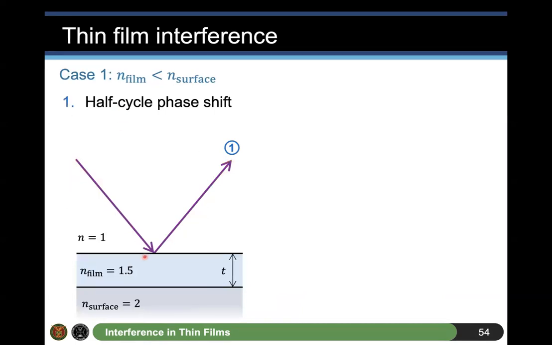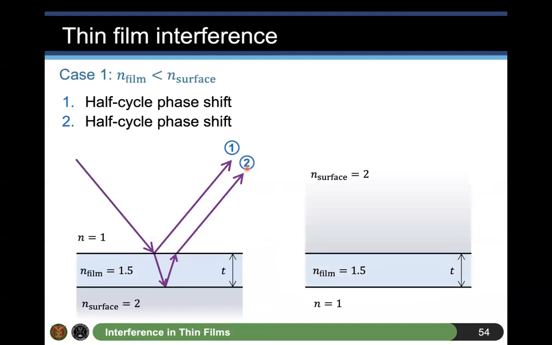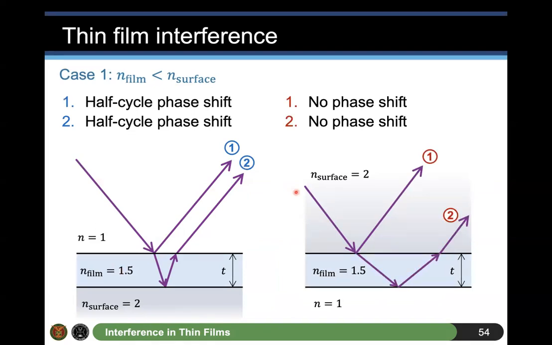So if we have a source here and the observer is here, again, this is a half cycle phase shift. Okay? The lower surface, half cycle phase shift also. Because the film is less than, when NA is less than NB, half cycle phase shift. At this point, NA is also less than NB, so half cycle phase shift also. So, if we add them all together, if it's the other way around, no phase shift, no phase shift, okay?